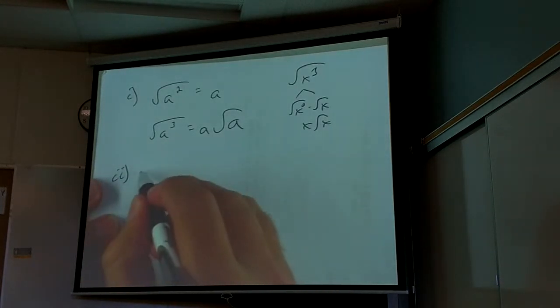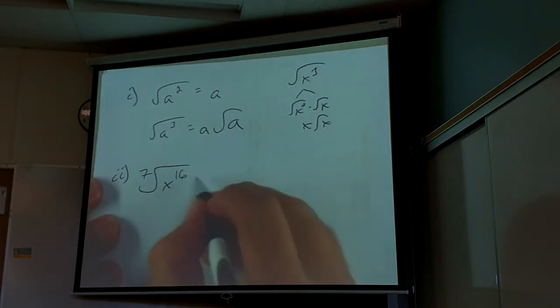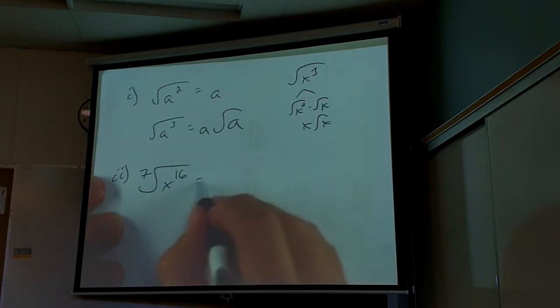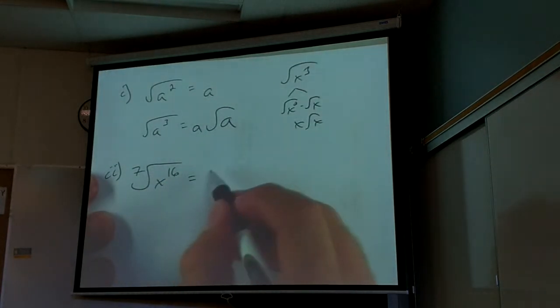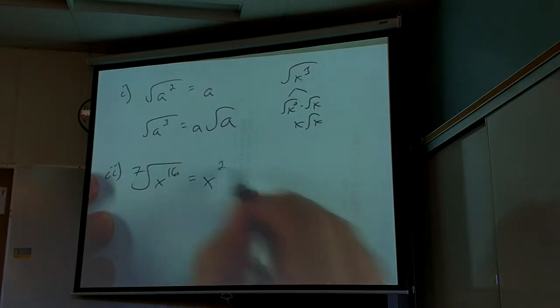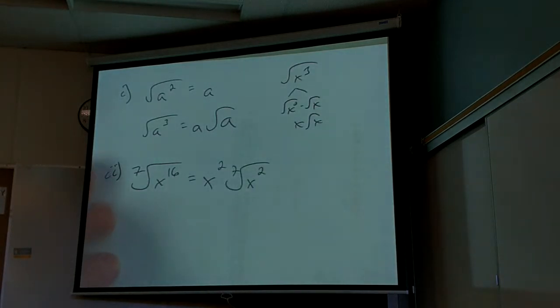So what about the 7th root of x to the 16th? 7 goes into 16 twice with 2 left over, done.